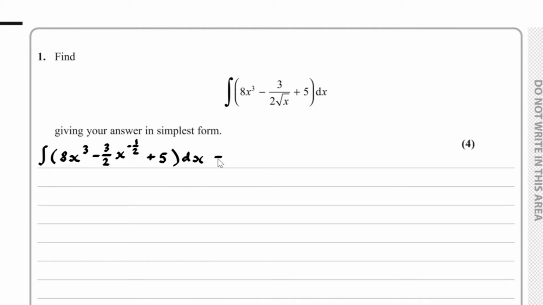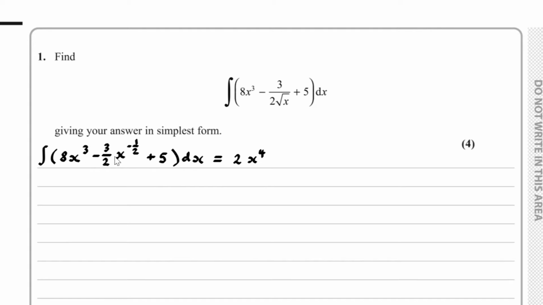And so, if I add 1 to the power, we have x to the power of 3 plus 1, which is 4. And then if we divide by the new power, 8 divided by 4, that's 2. So integrating 8x cubed, we end up with 2x to the 4.